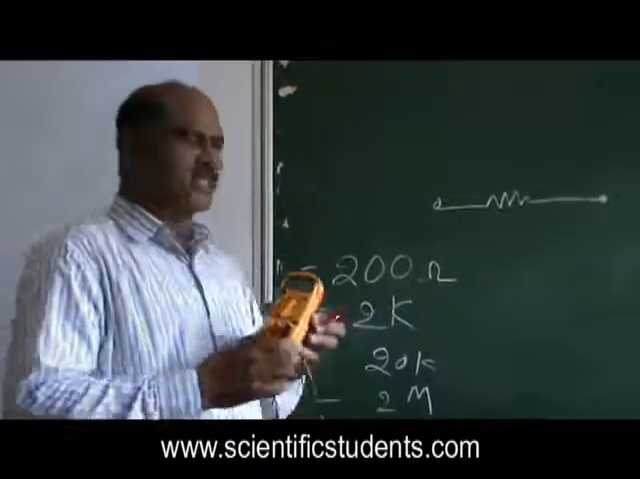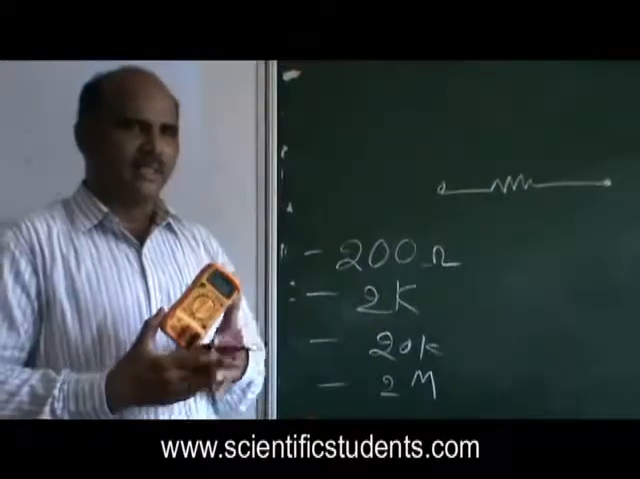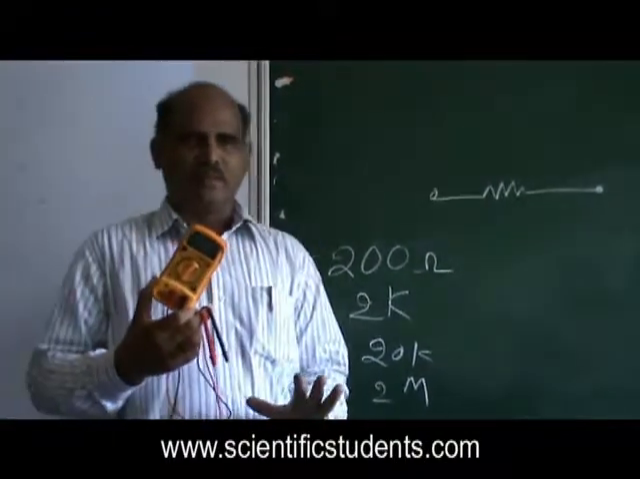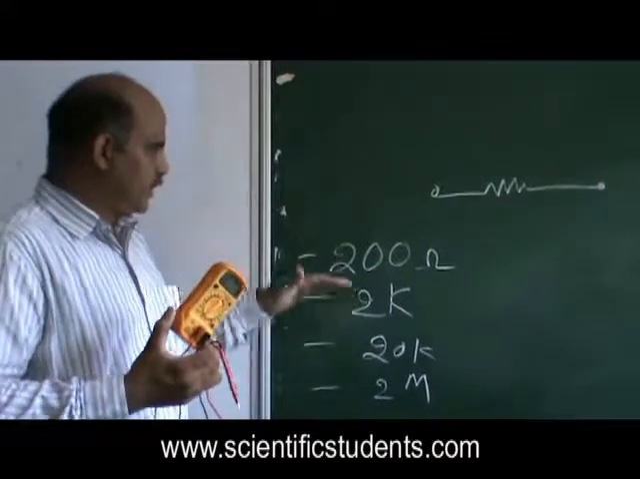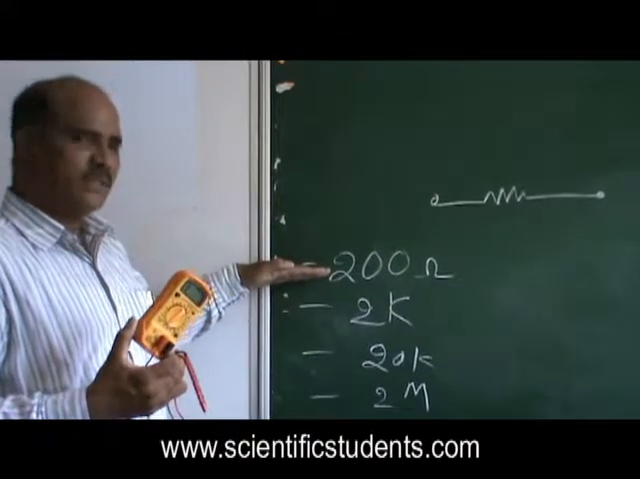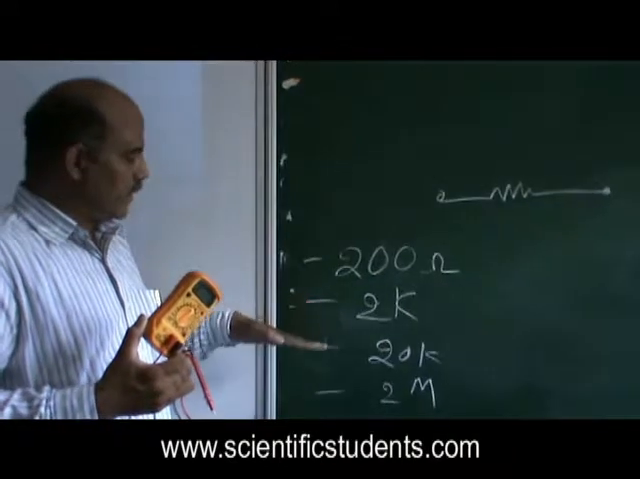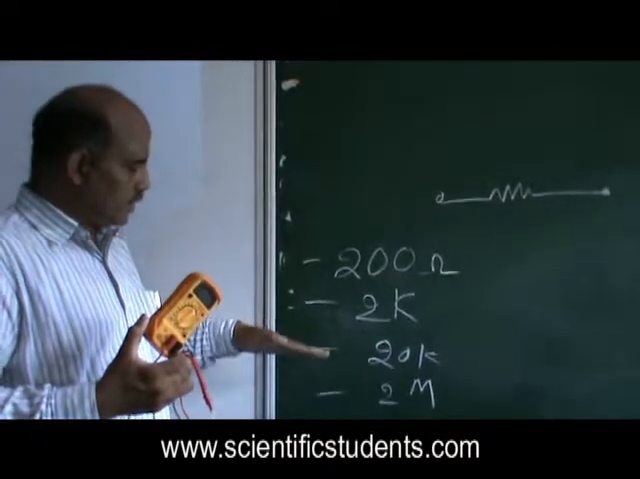That means the maximum resistance which you can measure with this multimeter is what? 2 mega. Minimum is 0. 0 to 200 is this range. 0 to 200 is here. 0 to 20 kilo is this. 0 to 2 mega is this.